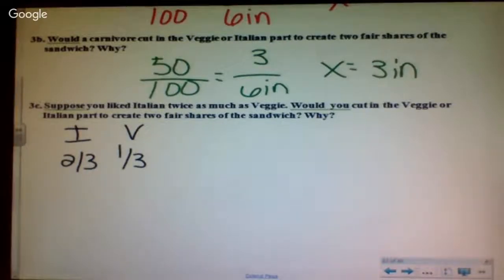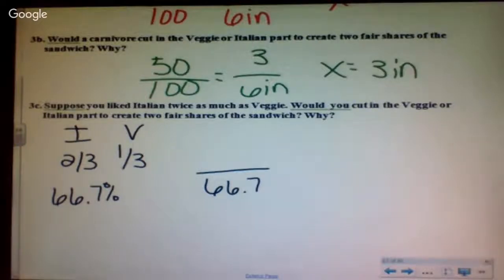Okay. Again, let's do these as percents. What's 2/3 as a percent? 66. We're gonna do 66.7. Okay. So again, to make it even, you always want to take from the bigger side. So I'm going to take from 66.7. I want to make that 50. How much do I have to take to make that 50? 16.7.